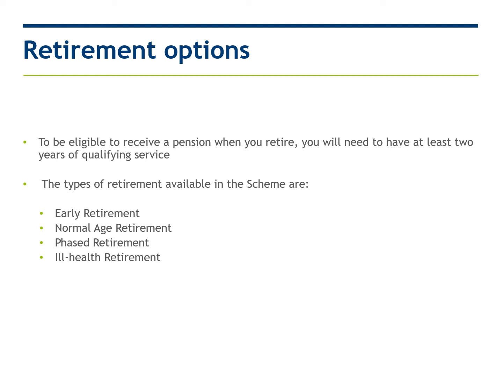One of the great features about the scheme is the flexibility around taking your pension. Let's take a look at some of the options available to you. First, we have early retirement. Members can take their pension before their normal pension age. Currently, the earliest someone can take their pension is 55. By taking your pension before your normal pension age, it would mean you would get a lower annual amount, and the younger you are, the greater the reduction that would be applied.